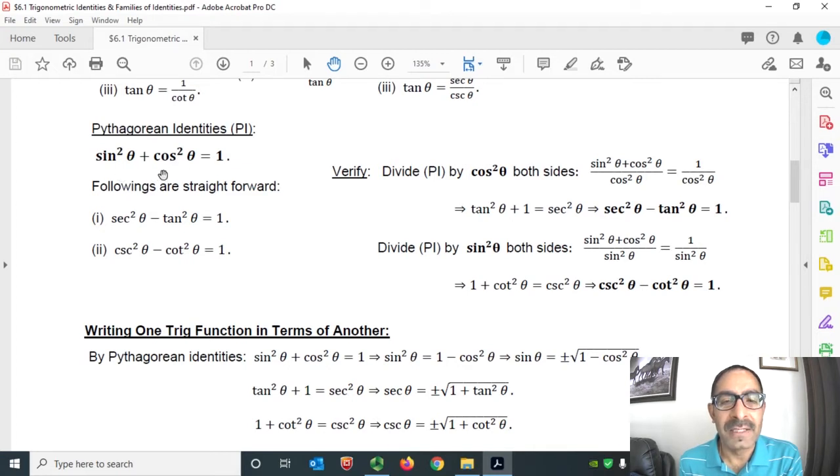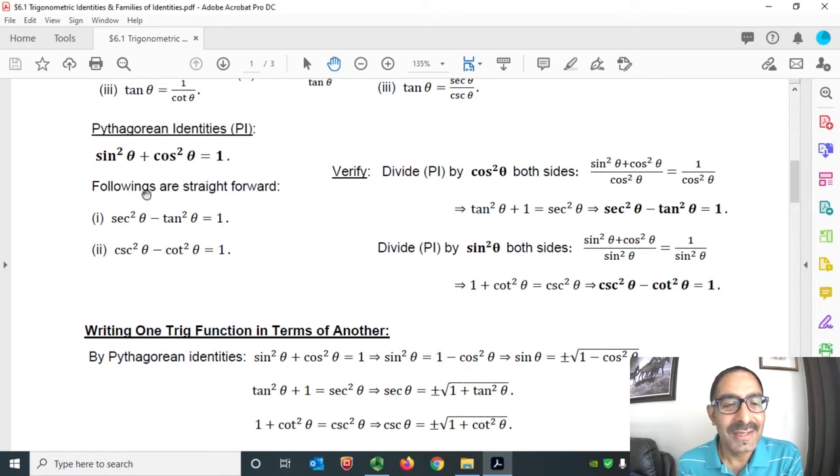In this Pythagorean identity, if we divide both sides by cosine square theta, which I did here, then on the left side, we distribute the cosine square theta. So sine square theta over cosine square theta turns out to be tan square theta, and plus cosine square theta over cosine square theta cancels out, just 1. Similarly, on the right side, 1 over cosine square theta turns out to be secant square theta. So we have this identity: secant square theta minus tan square theta equals 1.